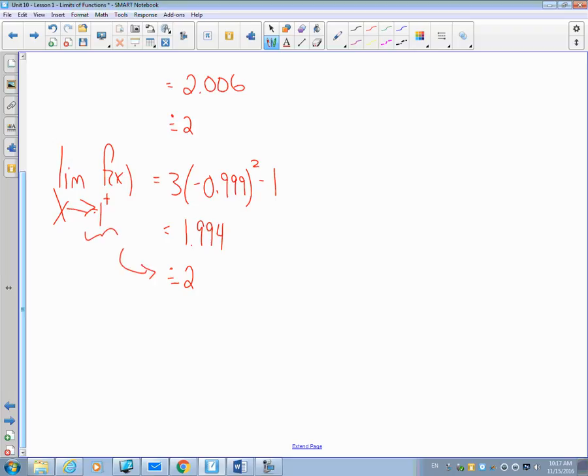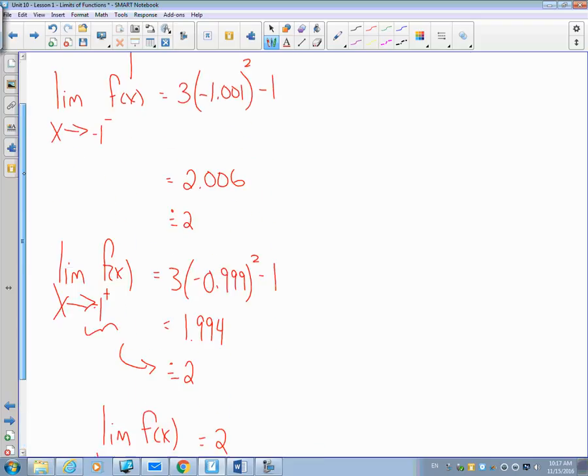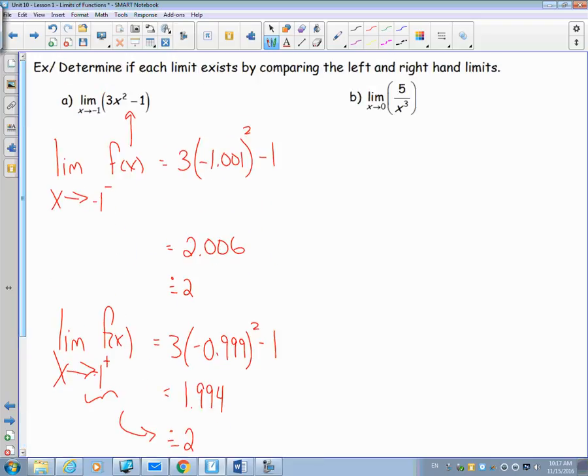So what can I say about that limit? I can say as I approach -1 from the left and the right for my function, it seems that I approach 2. So my guess would be that this function is continuous at -1. That's our whole idea about continuity, okay? Okay, give B a try, see if you can do the same ideas. You give it a try.